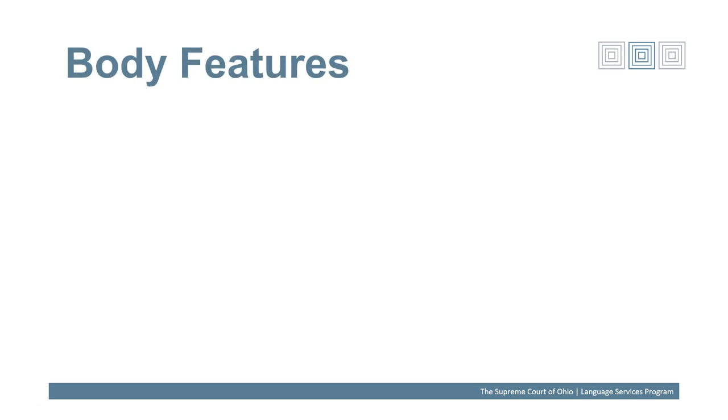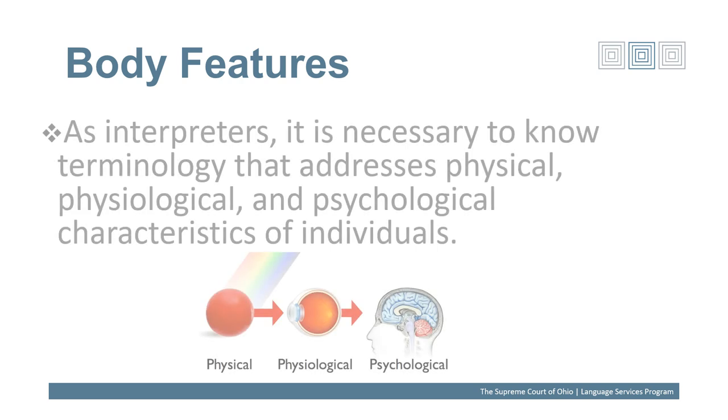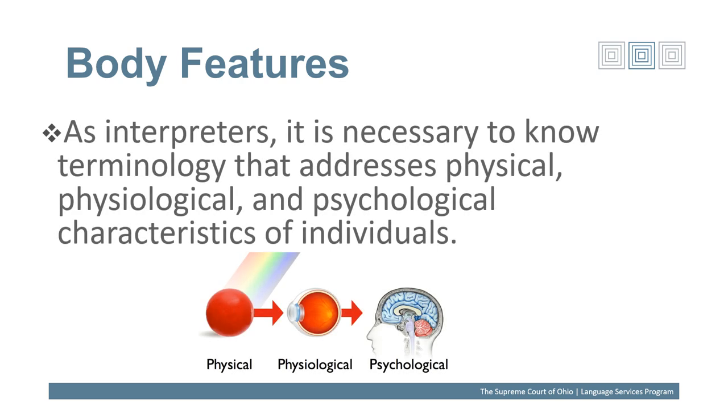As interpreters, it is necessary to know terminology that addresses physical, physiological, and psychological characteristics of individuals. At its most basic, that would mean knowing the terms for body parts, shapes and forms, how the body functions, how the body behaves, and an individual's state of mind, for example.